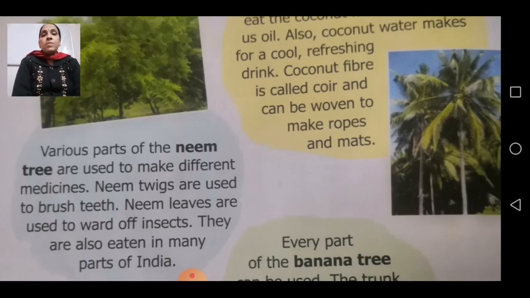Now, neem leaves are used to ward off insects. Neem leaves, as I told you in the beginning, many parts of the neem tree are useful, and this is again an important part of your neem leaves. Ward off insects मतलब insects को भगाने में they are quite useful. Now they are also eaten in many parts of India.